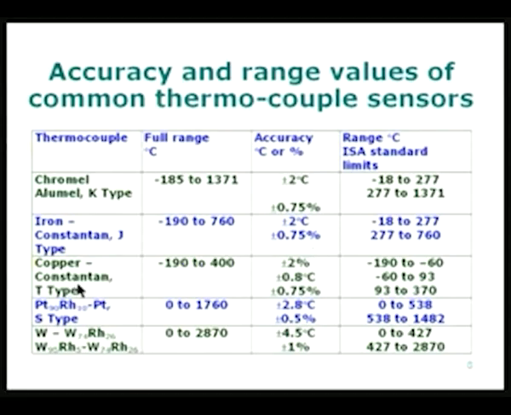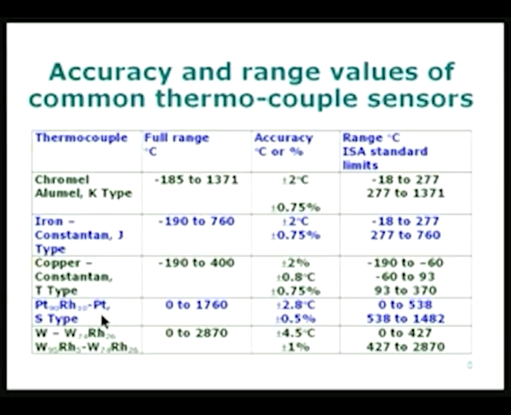Copper constantan or T type, -190 to plus 400. You see that there are three different ranges. Actually you can see that it covers a very wide range from the negative side also, below the room temperature: -190 to -60 plus or minus 2%, -60 to 93 plus or minus 0.8 degrees, and then 93 to 370 plus or minus 0.75%.